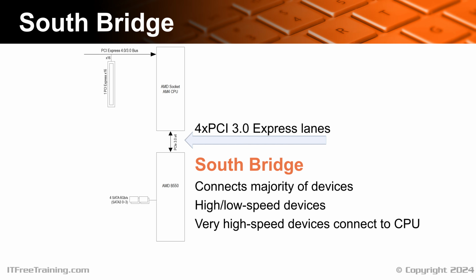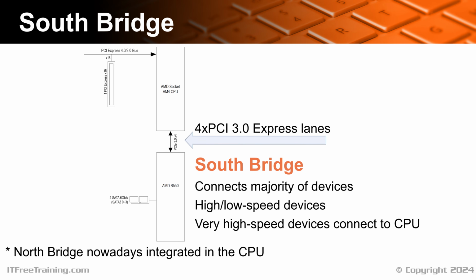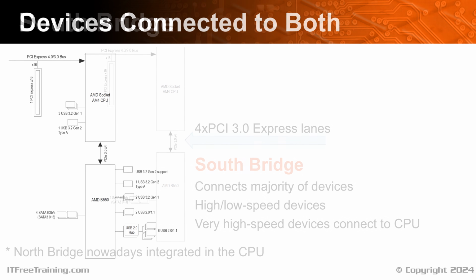You may be wondering where the north bridge is. In older computers there were 2 chips, one for the north bridge and another for the south bridge. Nowadays, the north bridge is integrated into the CPU, and thus you no longer have a dedicated chip for the north bridge. With modern computers, if you see a reference to the north bridge, it is referring to the parts of the CPU that handle functions previously done by the north bridge.